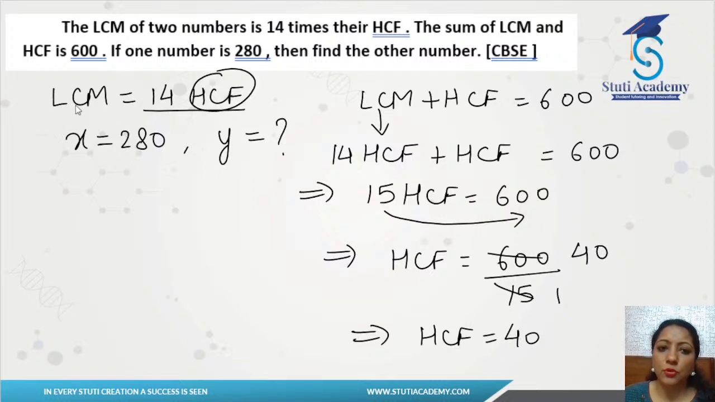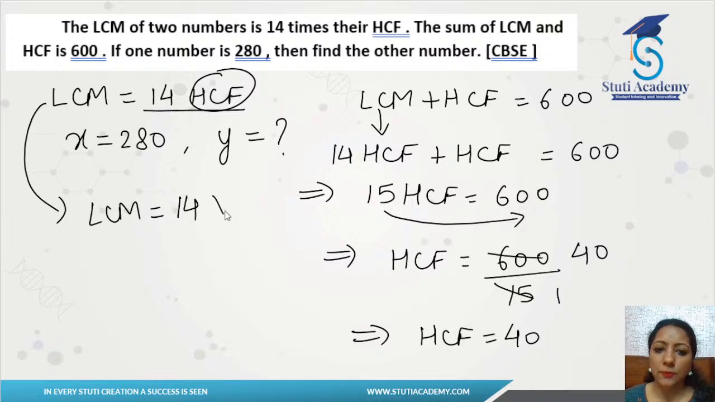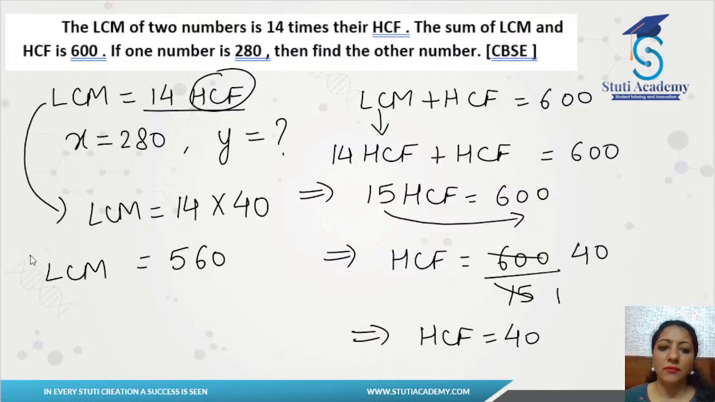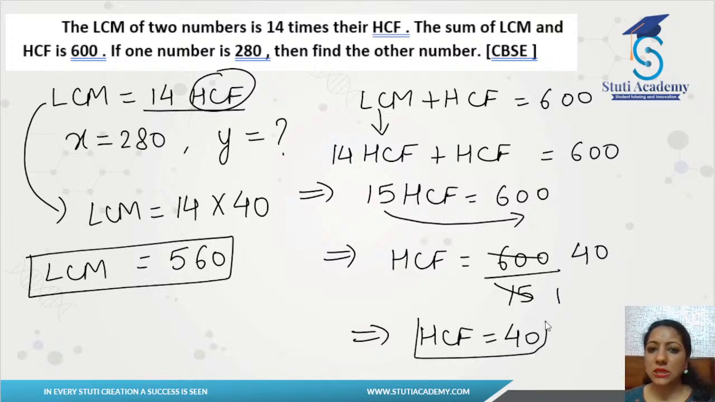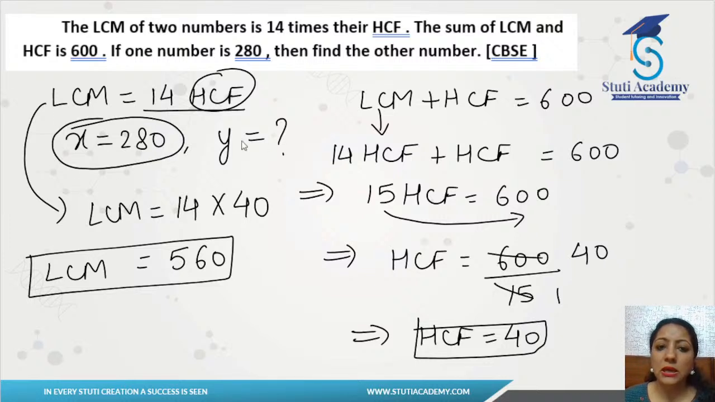If I put the HCF here, I'm going to get the LCM. LCM is equal to 14 times the HCF. So for HCF I've got 40, I'm going to write 40 here, and finally I'm going to get 14 into 40, that is 560. So the LCM here is 560. Now I've got the LCM and the HCF, and I know one of the numbers here is 280. I have to solve for the other number.